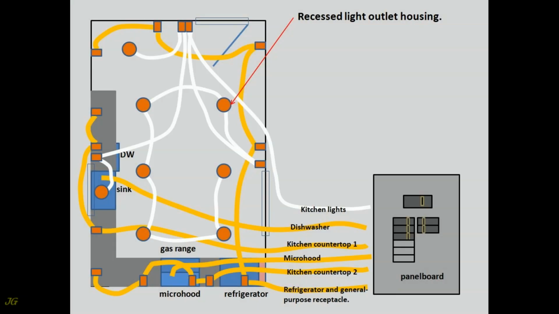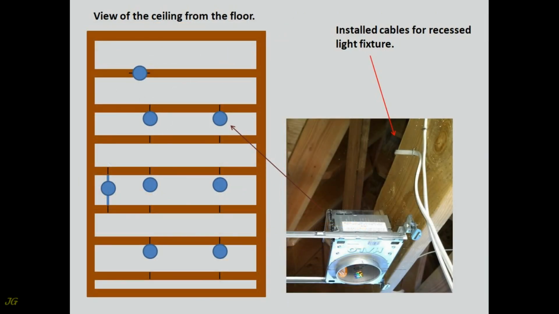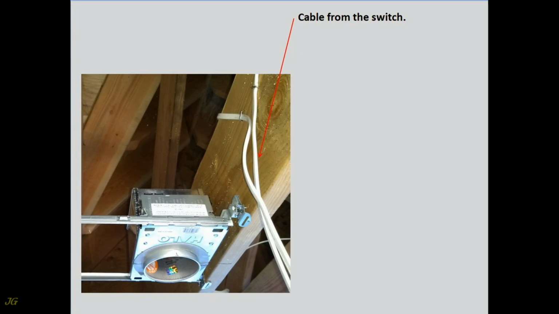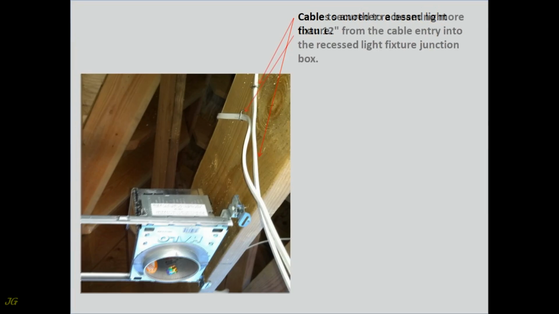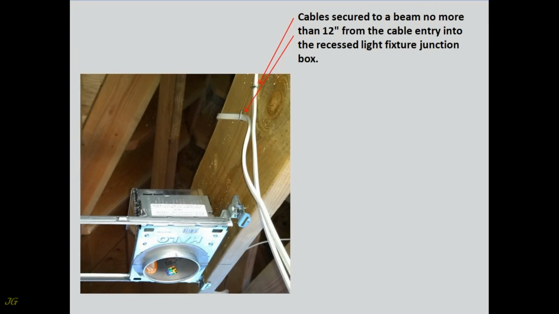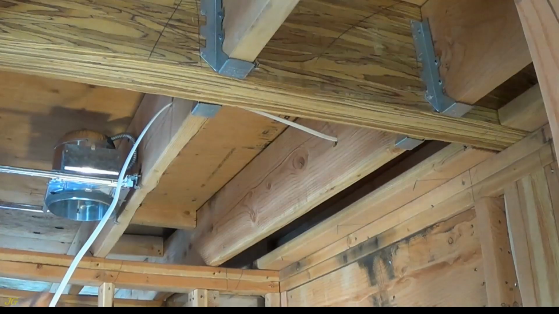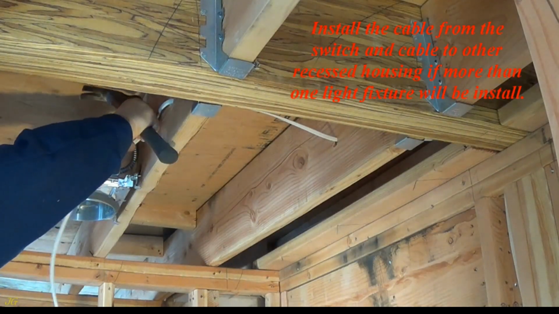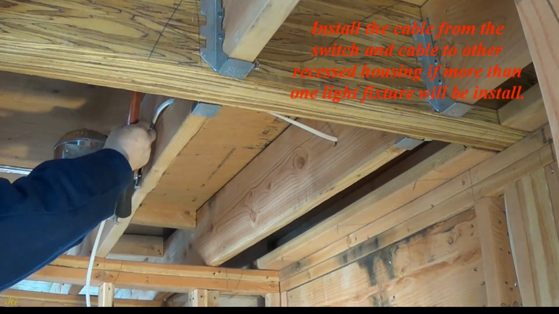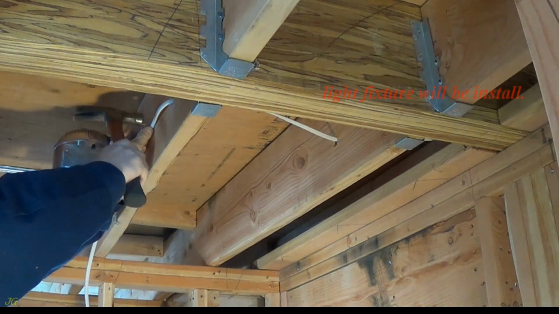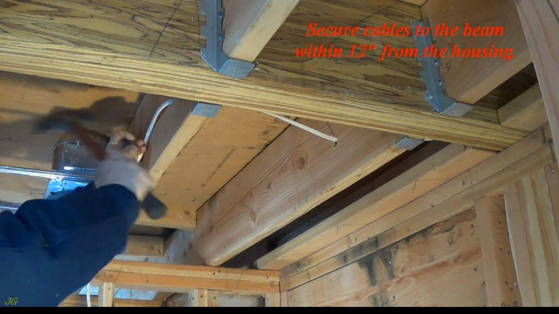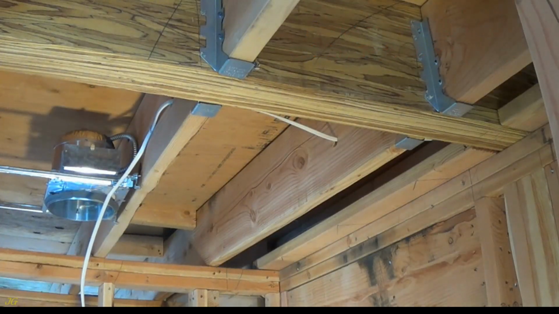Recessed light outlet housing. Installed cables for recessed light fixture. Cable from the switch. Cable to another recessed light fixture. Cables secured to a beam no more than 12 inches from the cable entry into the recessed light fixture junction box. Install the cable from the switch and cable to other recessed housing if more than one light fixture will be installed. Secure cables to the beam within 12 inches from the housing.